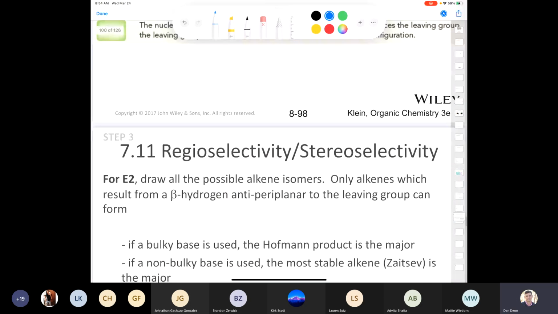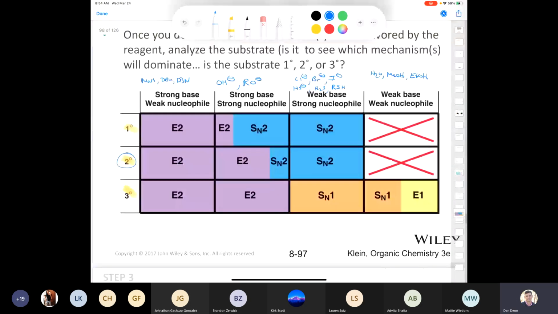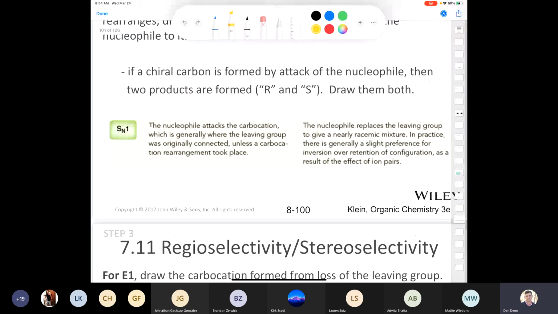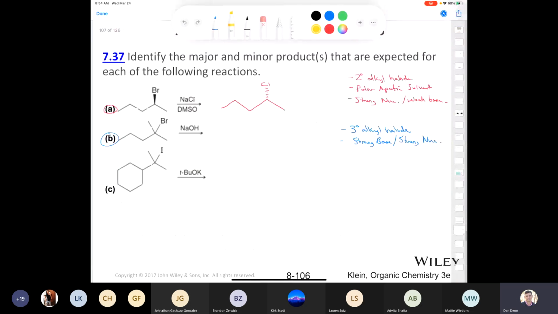Let's go back. Sorry again about rifling around here so much. So we have a tertiary alkyl halide, strong base, strong nucleophile. We're only going to get an E2 mechanism occurring. So let's go back and look to see if there's more than one type of beta proton in our molecule.